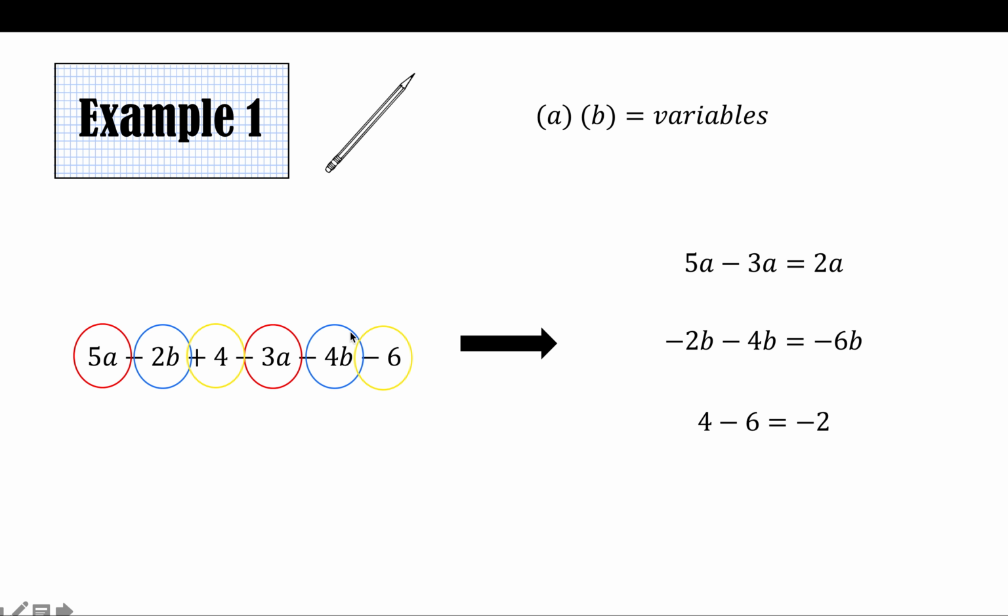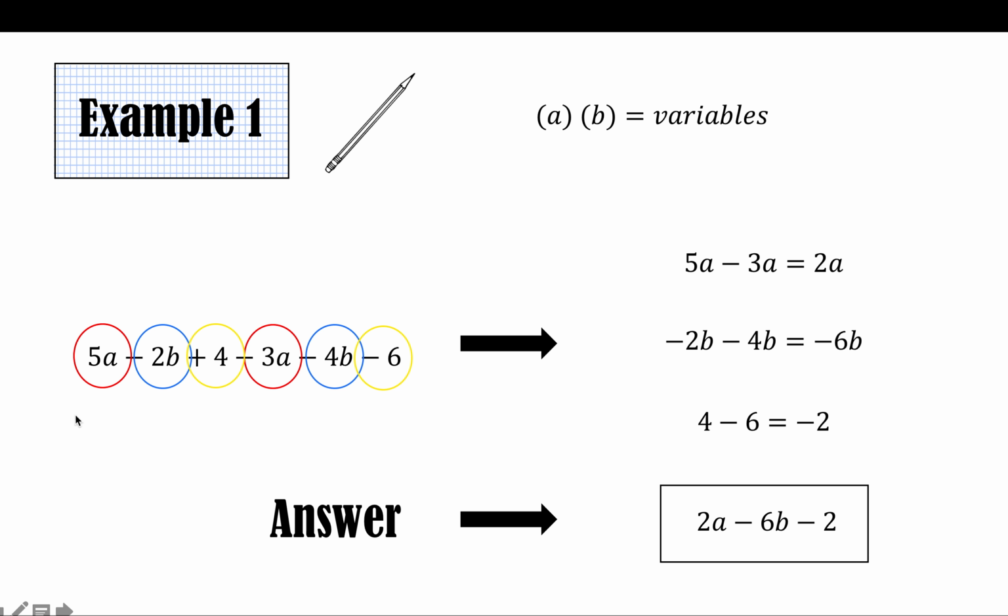Then we solve for the yellow terms. 4 minus 6 equals negative 2 because when the sign of the bigger number is negative, the result will always be negative. So 4 minus 6 equals negative 2. Then you rewrite the results, and this is the simplified expression of this equation.